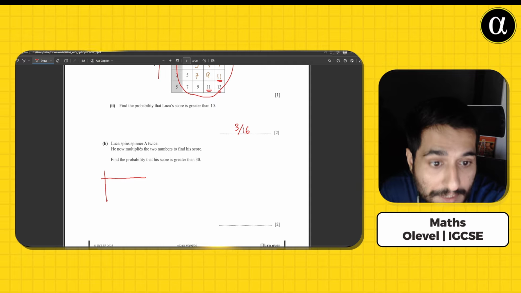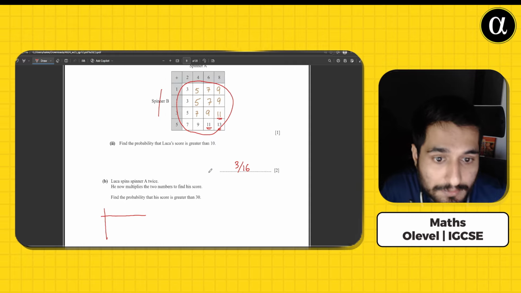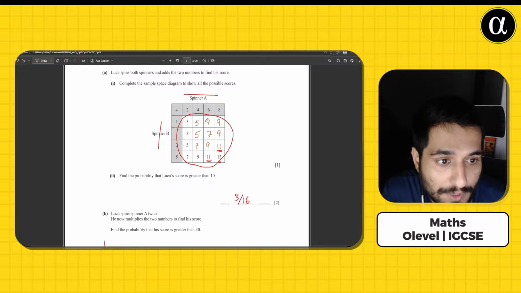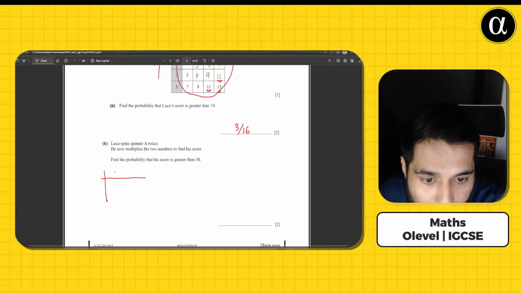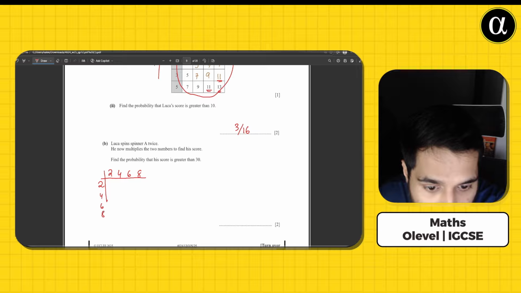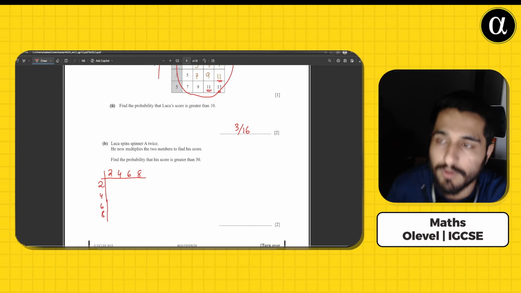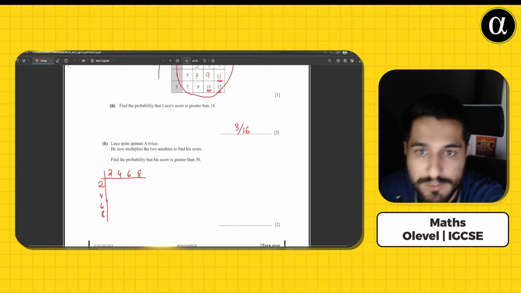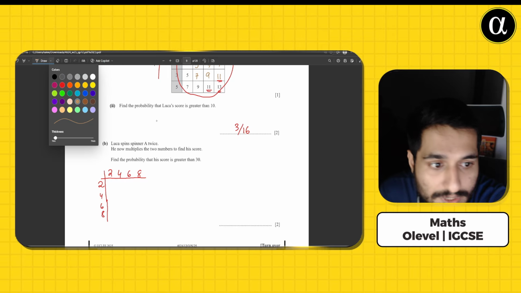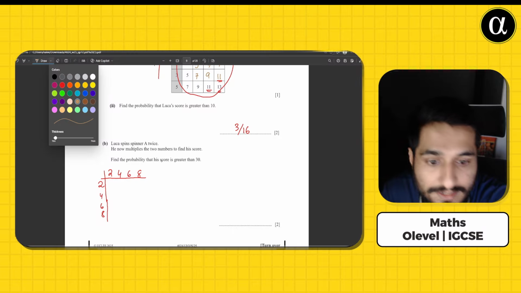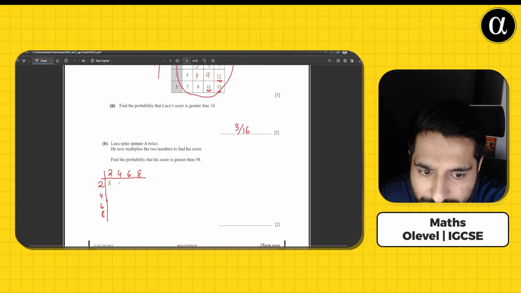No, he multiplied spinner 8 twice, right? He or she multiplied spinner 8 twice, so these are going to be two scores: 2, 4, 6, 8. The same spinner is being multiplied, hence 2, 4, 6 and 8, which means the square numbers, or the numbers multiplied with each other. Now since we are concerned about numbers greater than 30, will 2 and 2 give me a number greater than 30? No.